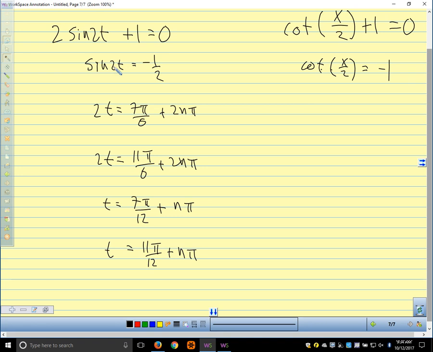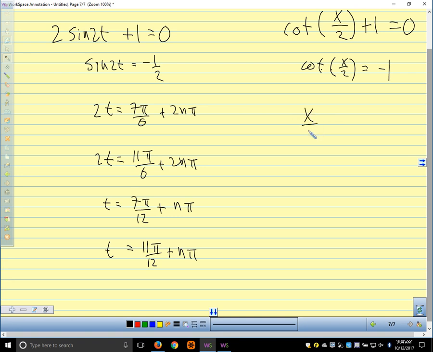So you're going to get more ups and downs in your graph in the interval of 2 pi. 7 pi over 12 is smaller than 7 pi over 6, so you're going to get more of those in the interval from 0 to 2 pi than you would have otherwise. So you get more solutions. These are smaller numbers, so you get more of them between 0 and 2 pi. So that makes sense.